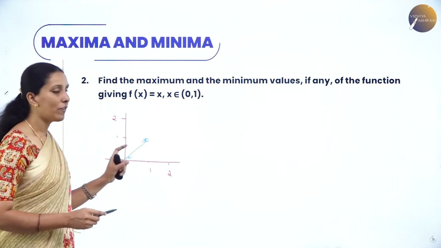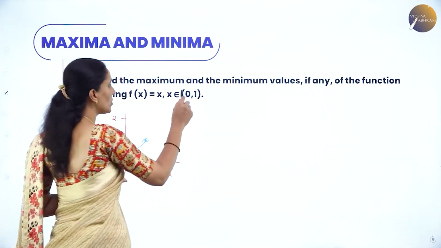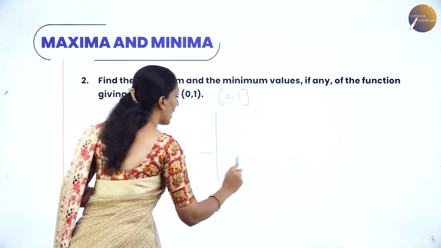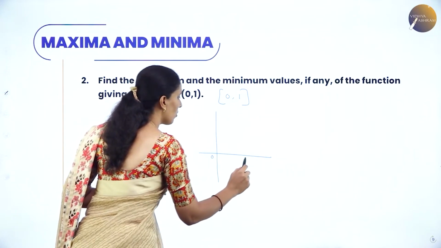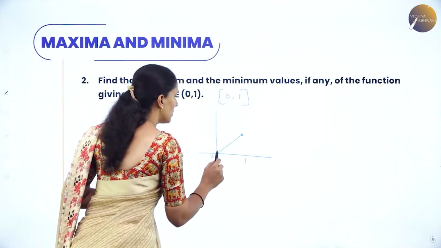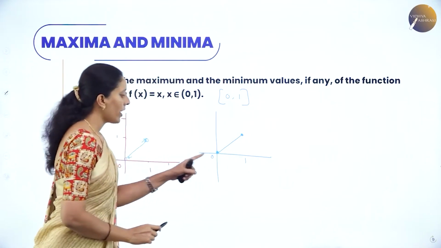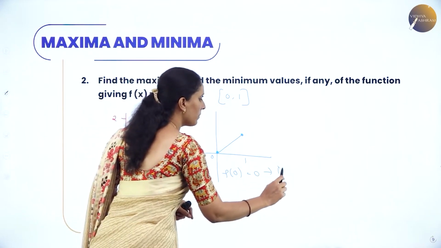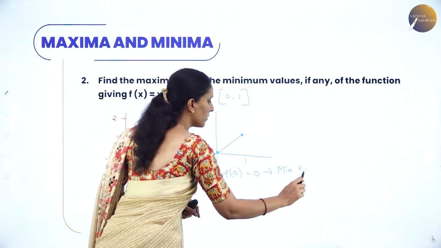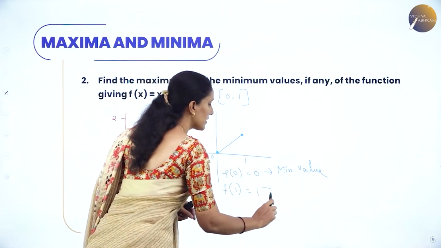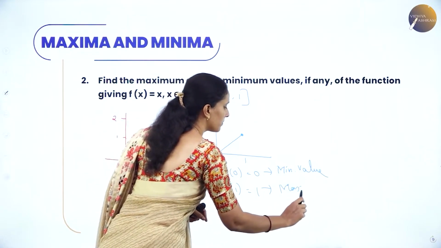Suppose the same function is given with a closed interval, that is [0, 1]. How will my graph be? My graph will be like this. So if this is 0, this is 1. So this is my graph. So these are the points now. Now I can say f of 0 is equal to 0 is the minimum value and f of 1 is equal to 1 is the maximum value.